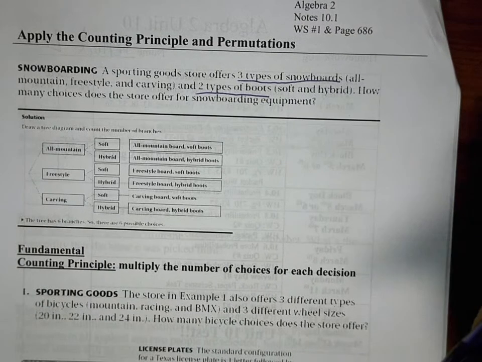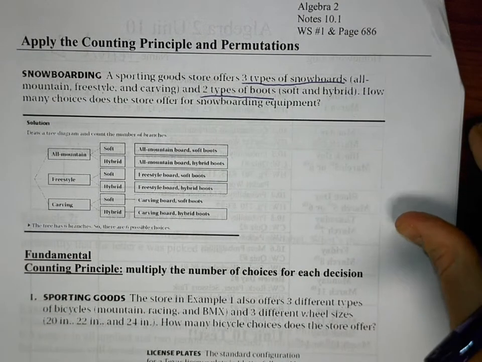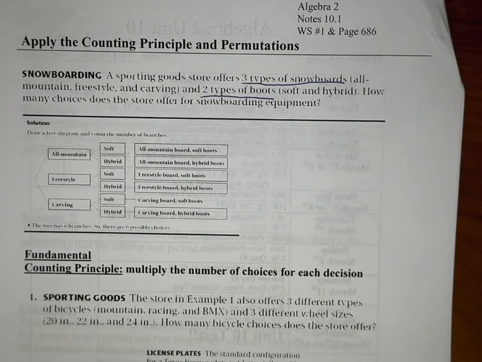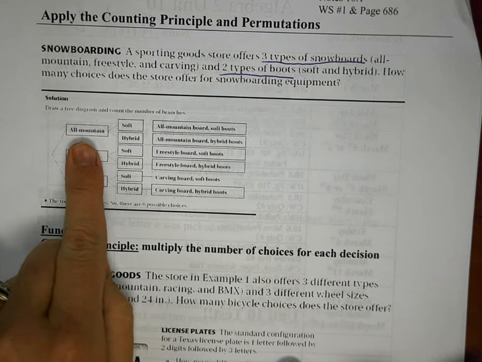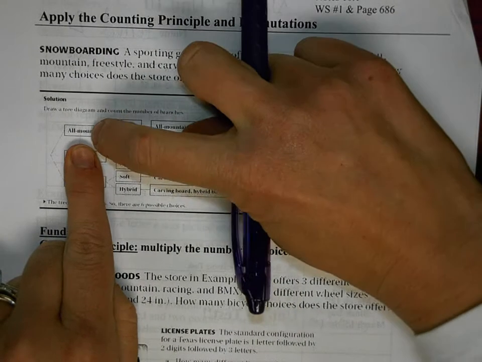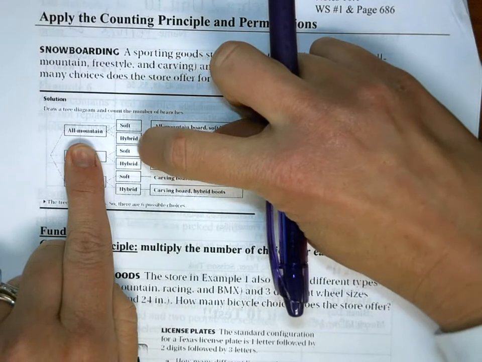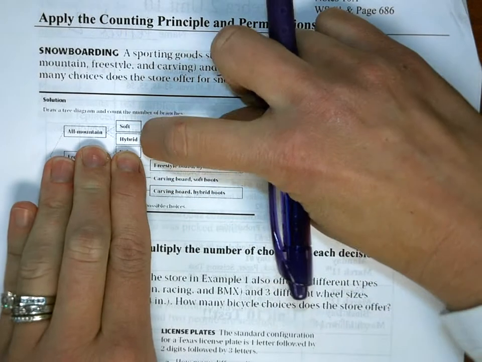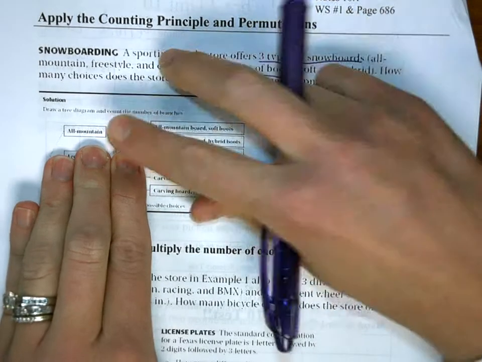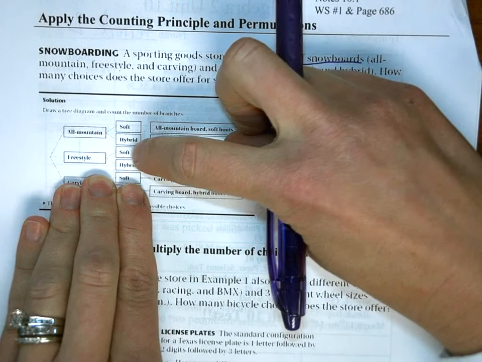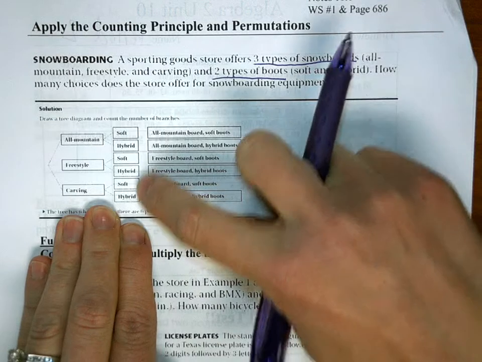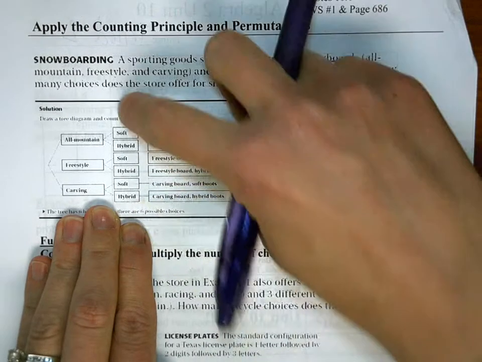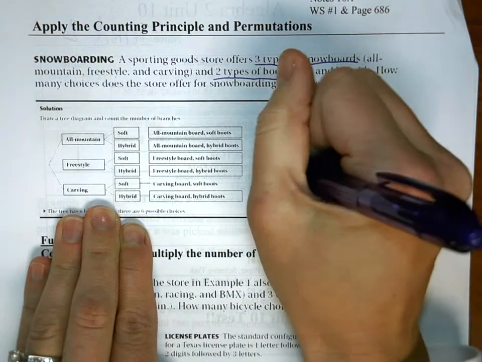Great, thank you. So, when you're doing this, you can always figure out how many choices you have for different things. So if you were to go into the store, you could get an all mountain board, and if you got this board, you could choose either a soft or hybrid boot. So for the all mountain, how many choices do you have? 2. With the freestyle, same thing. You could get soft or hybrid, so you have another 2 choices. And then with the carving, you have another 2 choices. And so how many total choices do you have here?